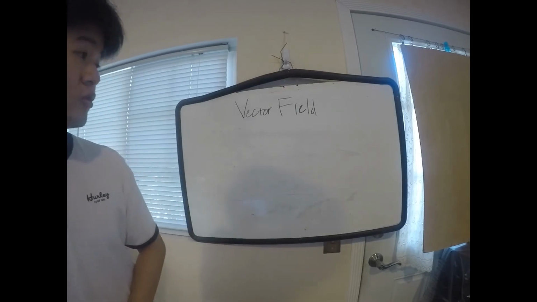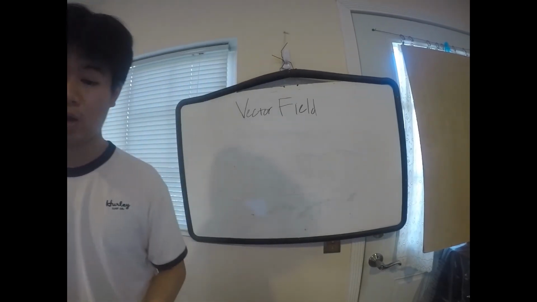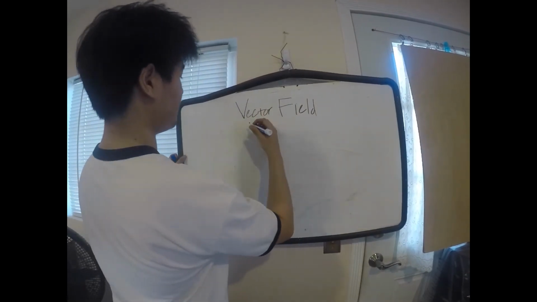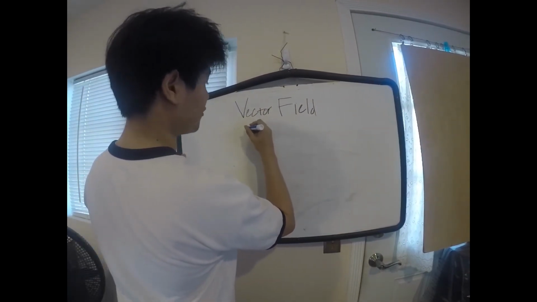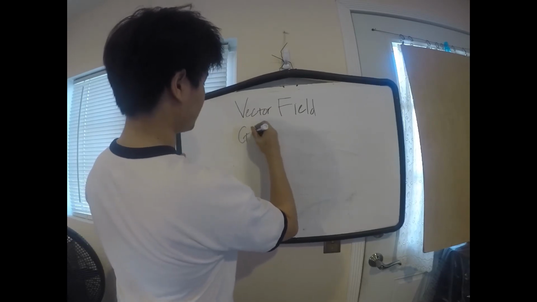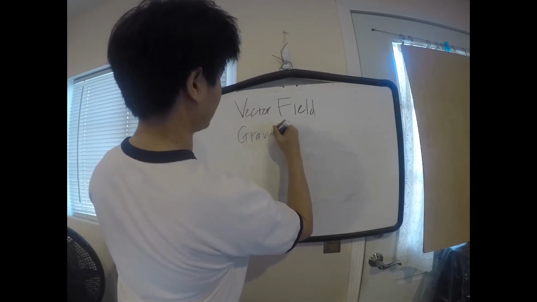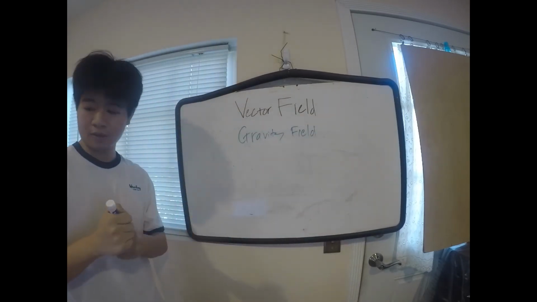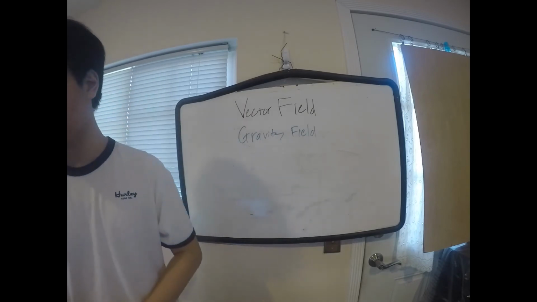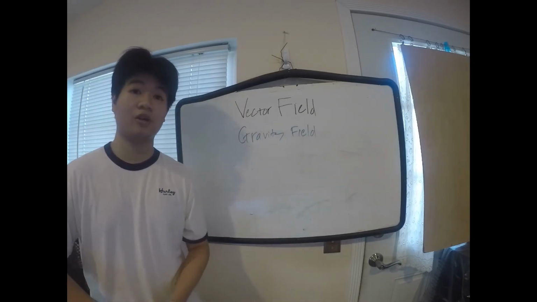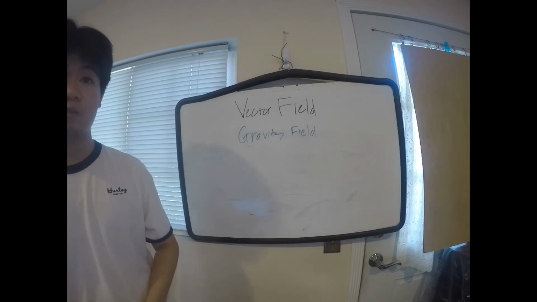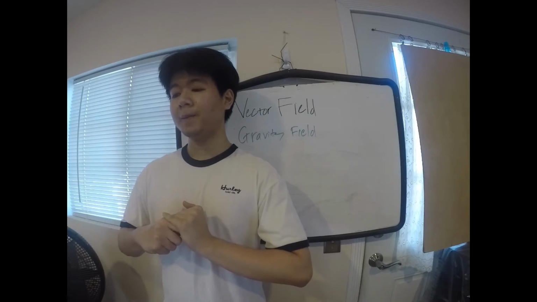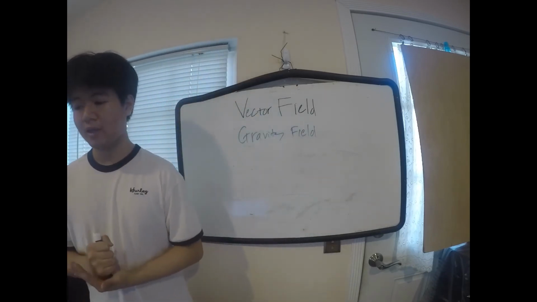Now we're going to move to an actual example, which is the gravity field, and which is the main example that we use in my project. Gravity field is just another example of vectors that we interact with on a daily basis. We deal with gravity all the time. Gravity is the force by which a planet or other object draws objects towards its center.